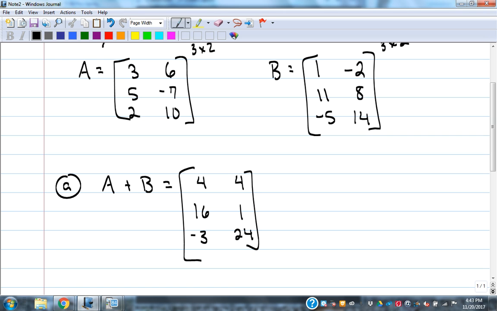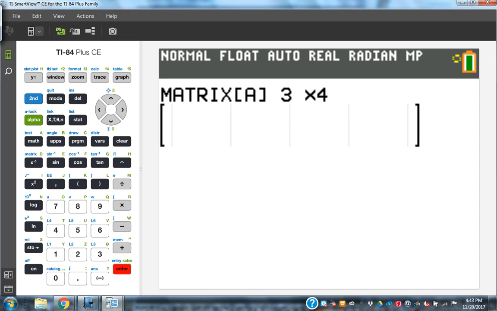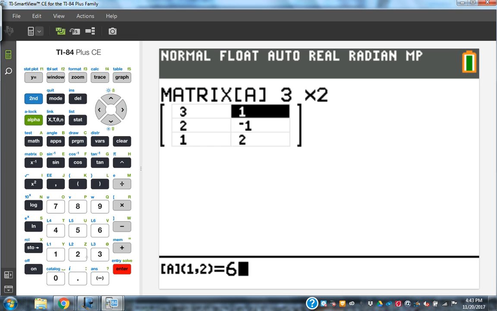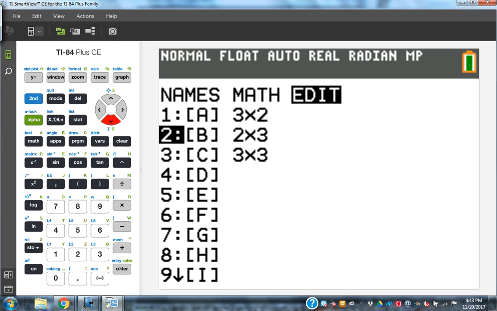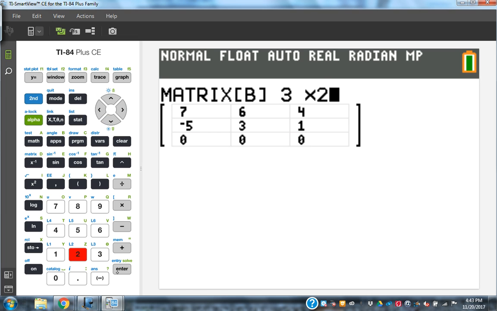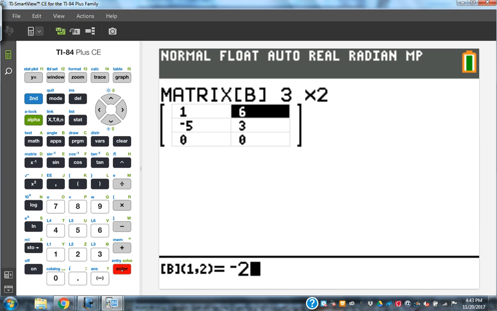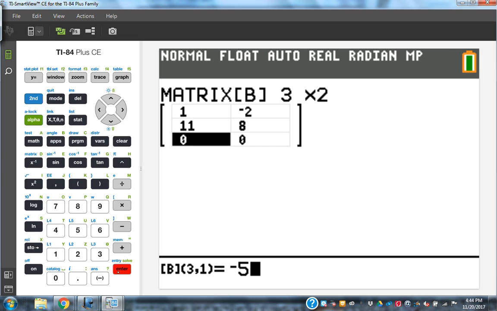You can type those into the calculator and have it do that addition. I'll show you how to do that real quickly. It's really easy. So go to the matrix menu, go over to edit, and this is a 3 by 2. And I'm going to enter that in 3, 6, 5, -7, 2, 10. Then I go back to matrix, edit, I need matrix B to be a 3 by 2. And you can see why I don't do this with the calculator, because it takes so long to enter them in. I could have just done the work. But if it gets to be like crazy numbers, maybe it's helpful to do this. I don't know.